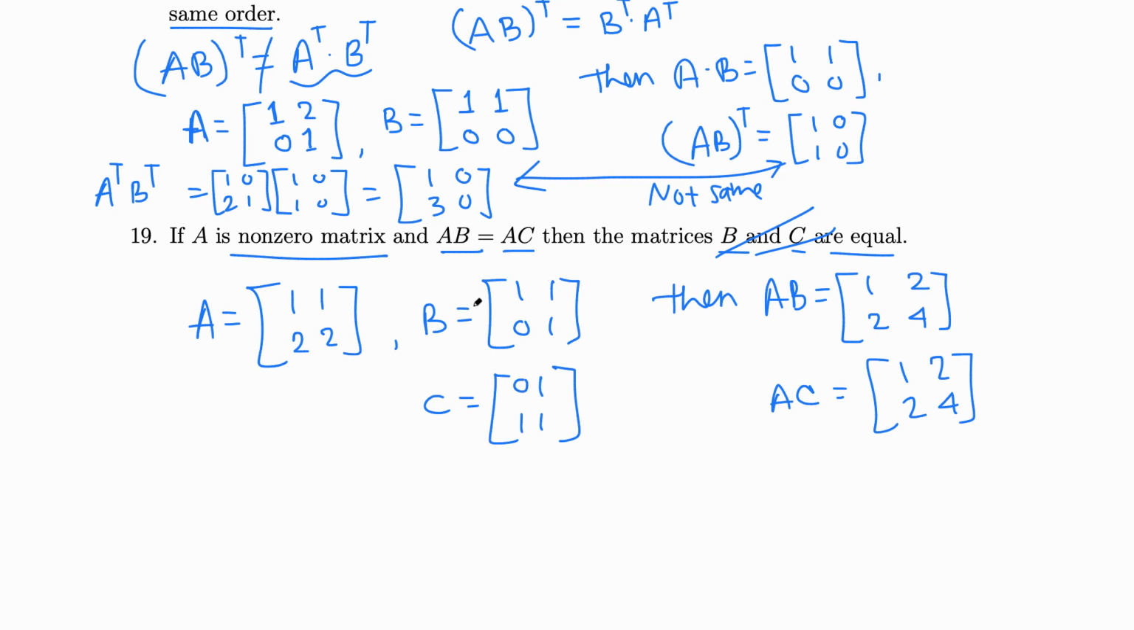Okay, let's see. Obviously B and C are not the same, because now 1 1 0 1 1 1 0 1 is 1. 2 2 0 1 is 2. 1 1 1 1, that's 2. 2 2 1 1, that's 4. Yeah, so A times B and A times C are the same, but B and C are different. The whole idea: A is a singular matrix. This matrix does not have an inverse. Okay, final.